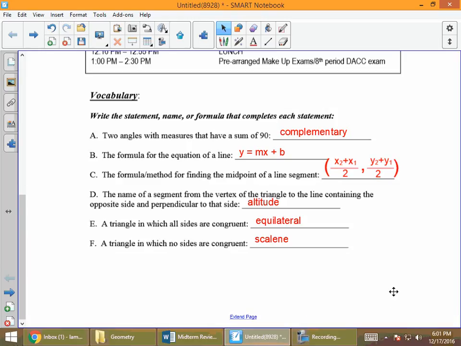Letter D says the name of the segment that connects the vertex of a triangle to the line containing the opposite side and is perpendicular. We call that the altitude. Basically, it tells you how tall the triangle is. Letter E, a triangle in which all the sides are congruent is called an equilateral. One of the words not on here is a triangle where all the angles are congruent. We call that equiangular as well. Letter F, a triangle in which no sides are congruent, we call scalene.